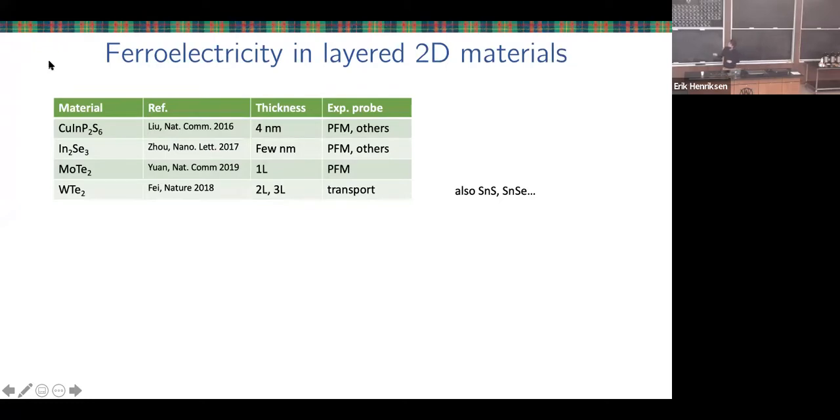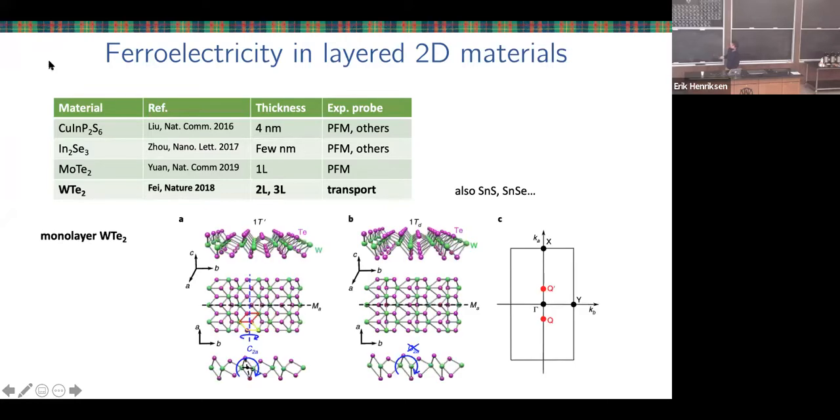And so the thing that I'm going to tell you about right now, this WTe2, the reason why it's unique is that in 2018, it was discovered that you could basically study it using transport measurements, because it's a metallic material. So this opens up new ways of studying ferroelectricity, not the typical way using force microscopy.